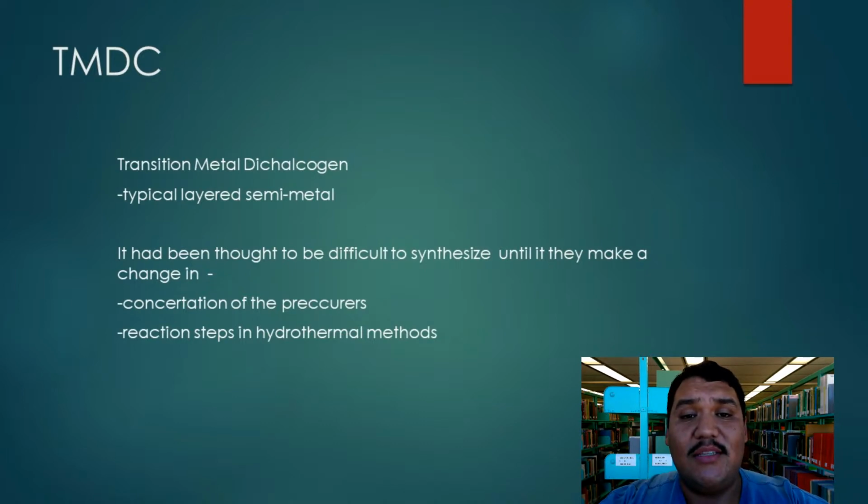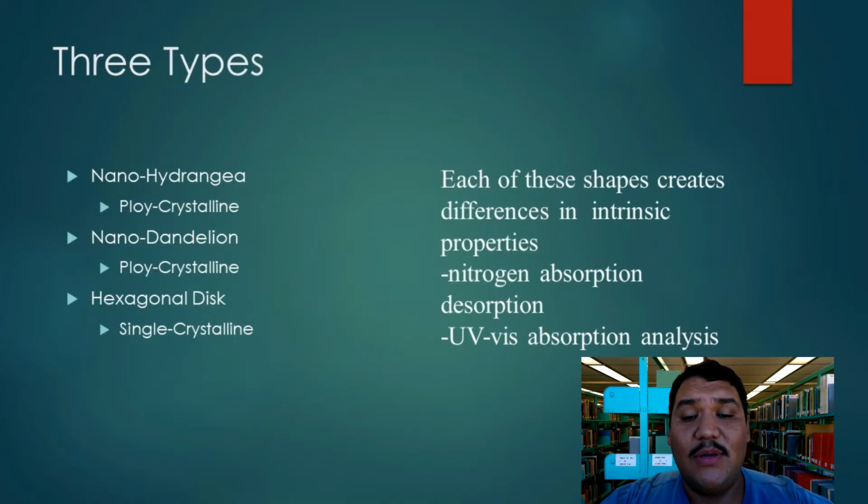At first it was thought to be difficult to synthesize, until there was a change in concentration of the precursors and the reaction steps in hydrothermal methods. There are three types of this material. The first is nanohydrangea, the second is nanodandelion, and the last is hexagonal discs. The first two are polycrystalline, and the hexagonal discs are single crystal structures.